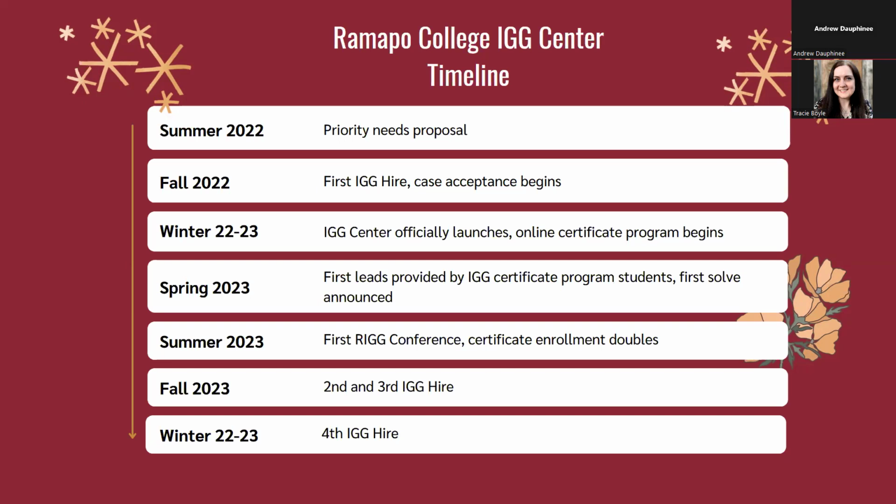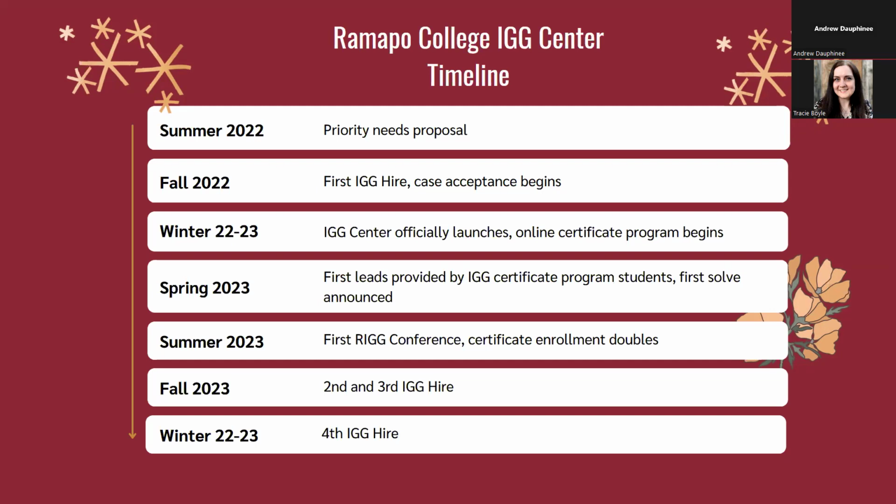So in the summer of 2022, Professor David Gurney submitted a priority needs proposal to the college, which allows the Ramapo community to establish centers or programs to address contemporary issues and elevate the institution's reputation. Once the proposal was approved, Karen Binder came on board in fall 2022, and the center began accepting cases. By December 2022, the IGG Center was officially launched, followed shortly by the commencement of the online certificate program.